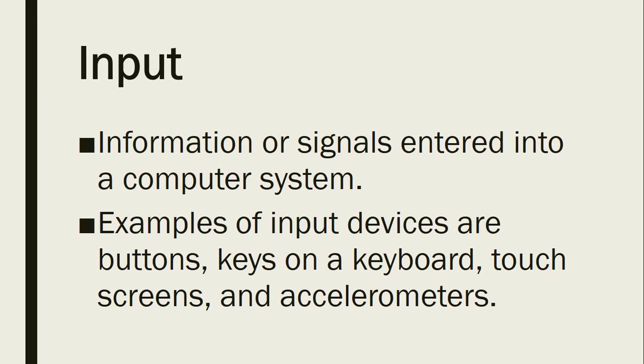All right, so the first one, input. This is information or signals entered into a computer system, and you've been doing this kind of stuff your whole life. It could be a keyboard, or a touch screen like on your phone. With the activity we're going to be doing starting today in App Inventor, you're going to be tilting the tablet, accessing the accelerometer, and that's also a form of input.